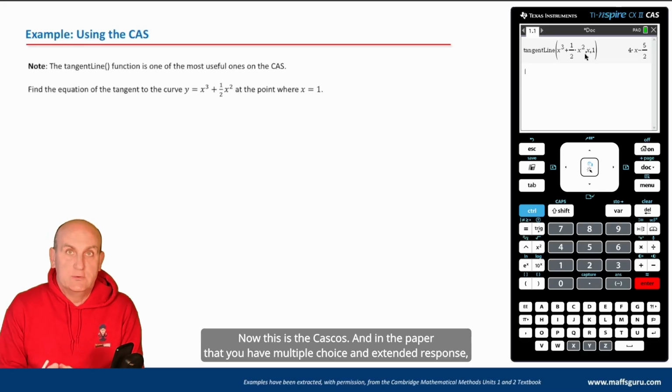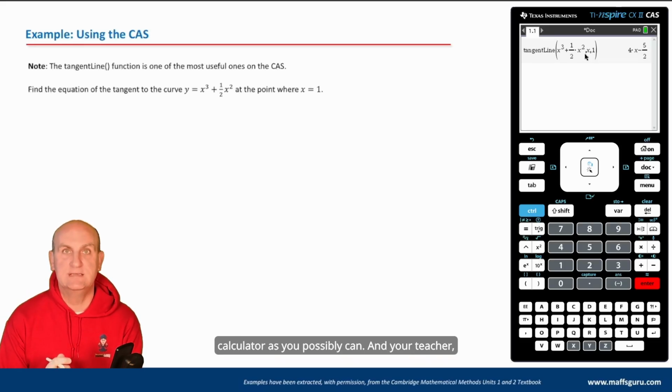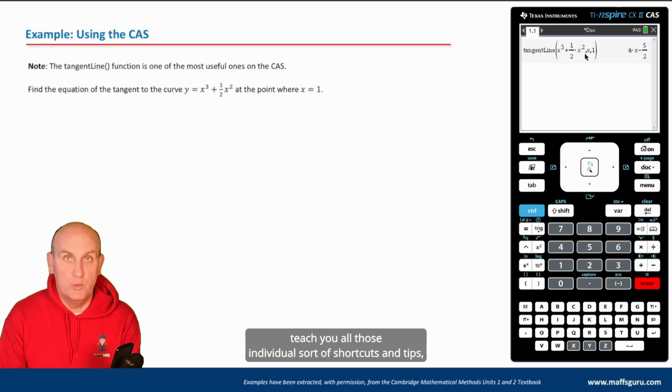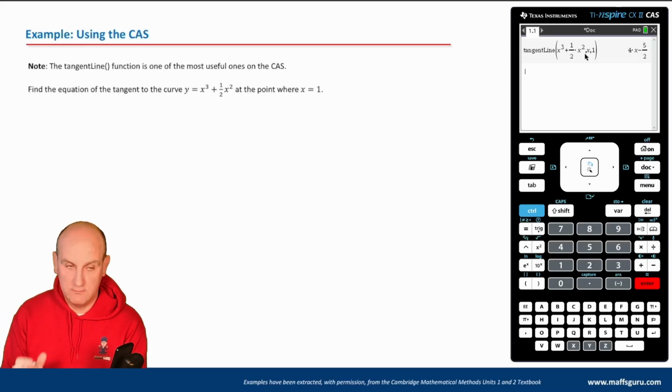Now, this is a CAS course, and in the paper that you have, multiple choice and extended response, of course, you'd be wanting to use as much of your calculator as you possibly can. And your teacher, hopefully, throughout the course of this year, will teach you all those individual shortcuts and tips, because life is going to become much easier if you can do it on a calculator than having to do it by hand. But if you're on the short answer paper, obviously you don't have a calculator, and so you still need to know how to do it by hand. All right, don't get tricked.